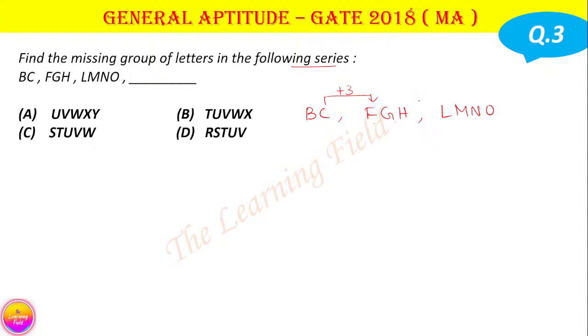Now F, G, H, then from H to L here: H, I, J, K, L. So here it is plus 4. Since this is plus 3 and this is plus 4, the remaining letters start with plus 5. That is O, P, Q, R, S, T. So this starts with T, then U, V, W, and X. So what is the correct answer? This is a very simple question. Option B is the correct answer here.